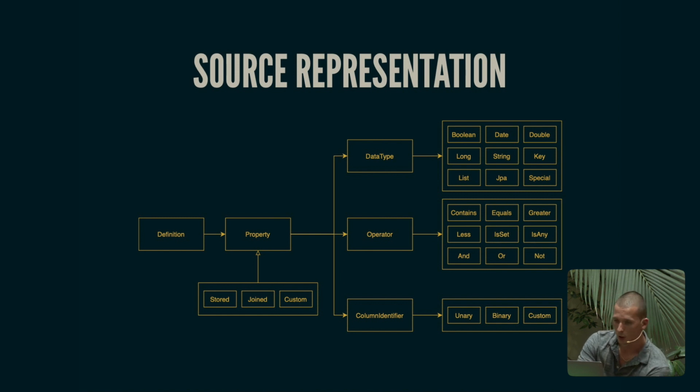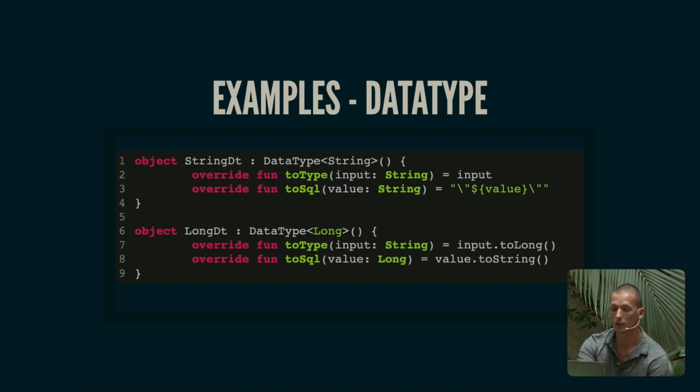And so some sample code. The data type, as you can see, is really, really simple. These are objects because they don't hold any state. And that's a cool thing about Kotlin, that objects are singletons. It basically implements two methods. One is the toType. When we retrieve it from the DTO, we know how to process it or convert it to the type. And then there is a toSQL method, which we use when we actually render the query later on.